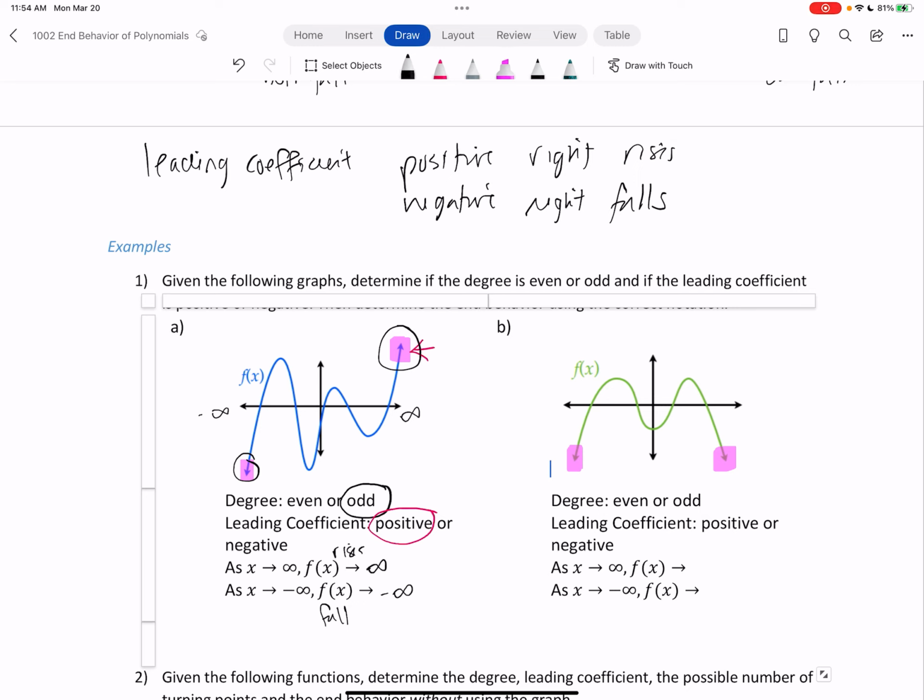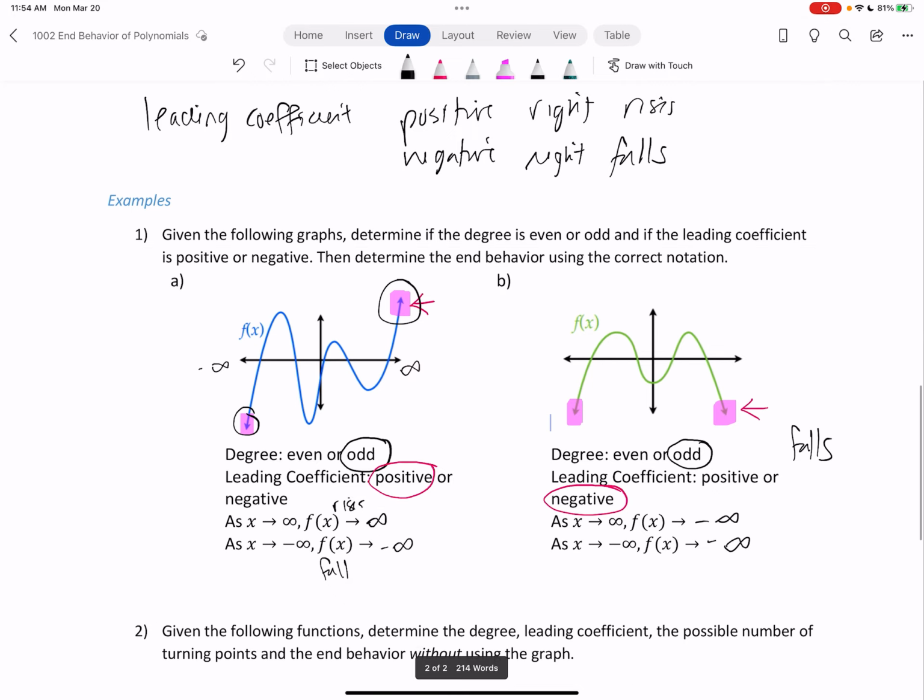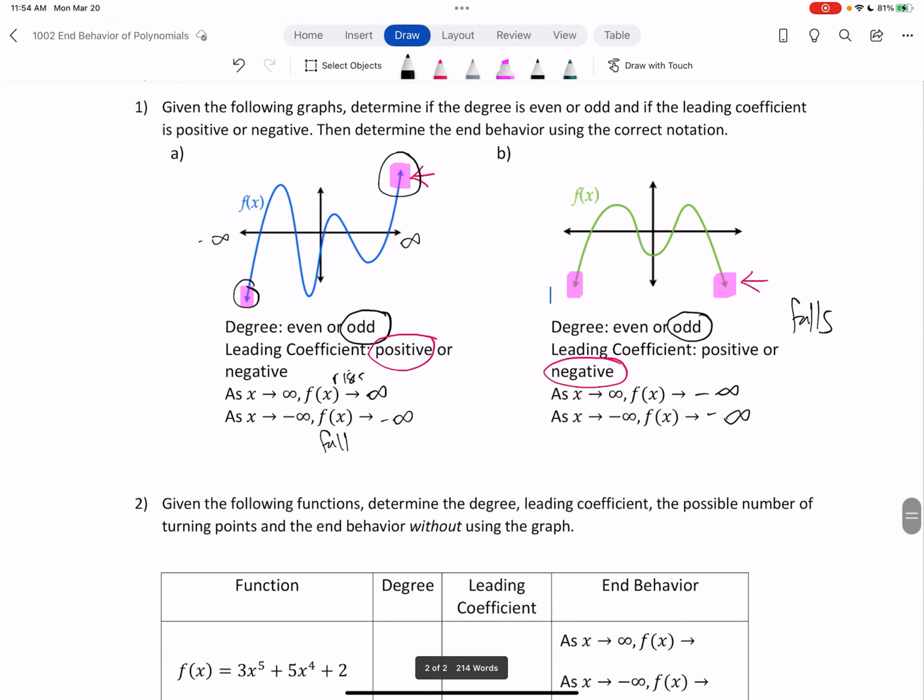If we look at this second example, I notice that the two ends are both going in the same direction. That means that the degree is even. Because this right-hand side is going down, the leading coefficient is going to be negative. What I notice about these two ends is that it's falling on both sides. It's falling on the right, falling on the left. So on both sides, the y values are going towards negative infinity. So that's how we can do it from the graph.